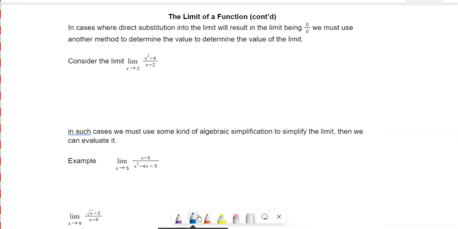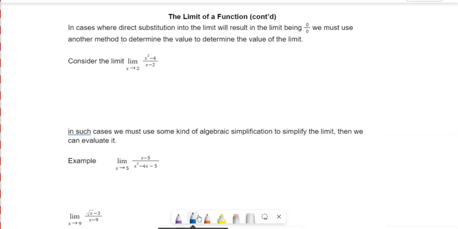So the more realistic use of limits and functions is in cases where the direct substitution into the function will result in the limit being 0 over 0.